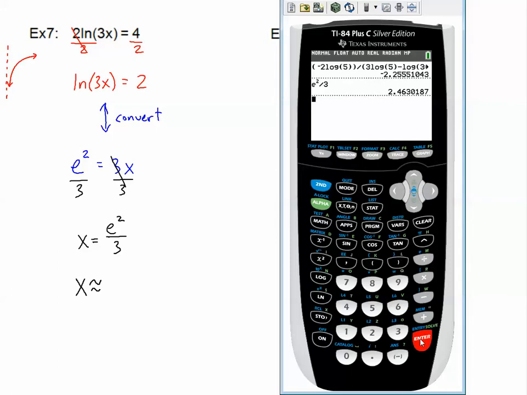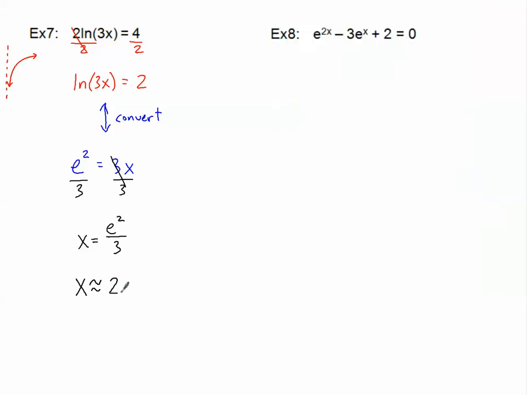So there's my 2.463. So that's not too bad. Oh, and I know that I can circle this because this is a positive number. Remember, we can only plug positive numbers into here, and that makes sense.